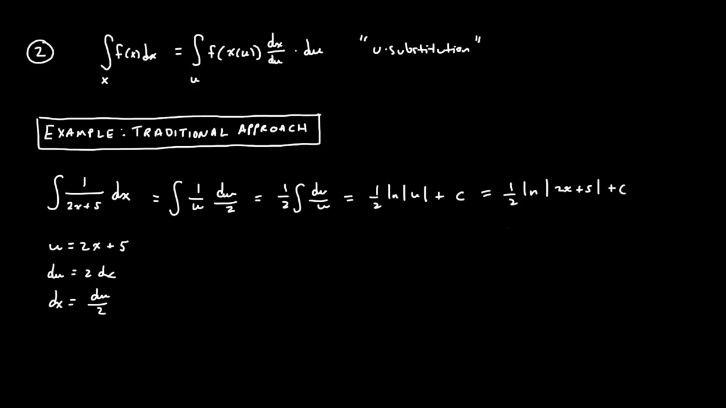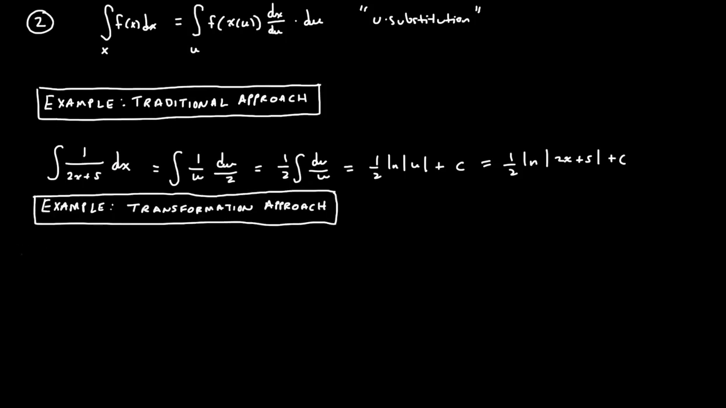So that's maybe a more traditional approach to the u substitution. Now let's do the same example except using the transformation approach. In the transformation, we're going to start off by saying u is 2x plus 5. Then I'm going to solve for x in terms of u, and that's simply going to be u minus 5 over 2. Then I'll need this converter piece, dx with respect to u, and dx with respect to u is simply 1/2.